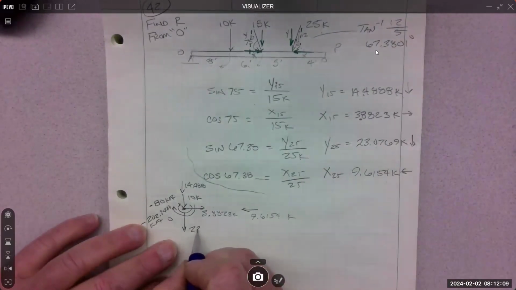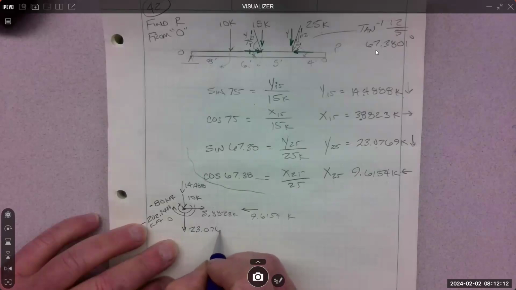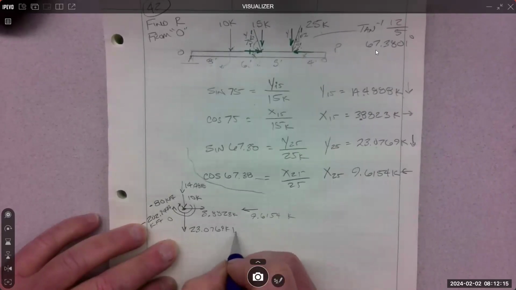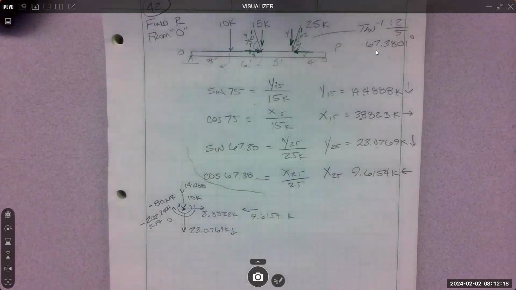And that is 23.0769K, and that's down. We have them all moved. The 10K is over there, the Y component of the 15K, the X and Y component of the 25. This is what you end up with when you have forces at an angle. You end up with all these X effects, these Y effects, and these moments collected at O. Now we add them up.